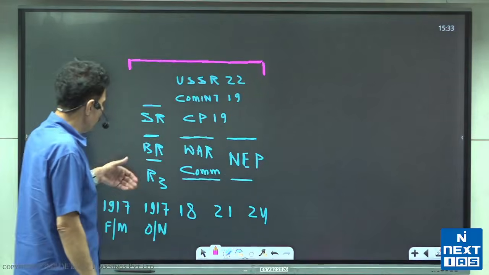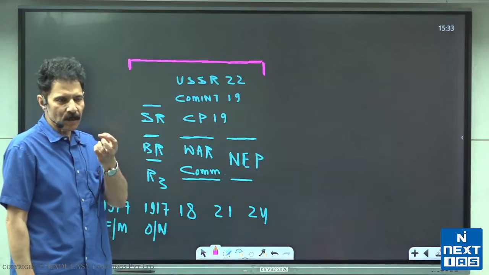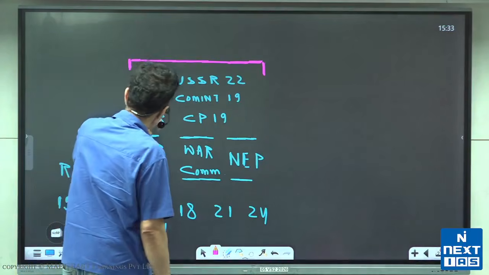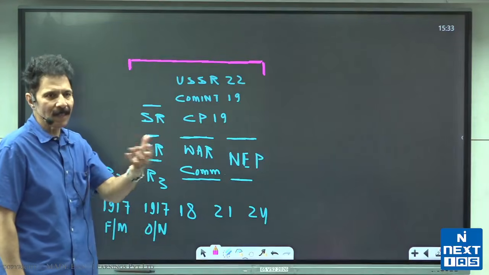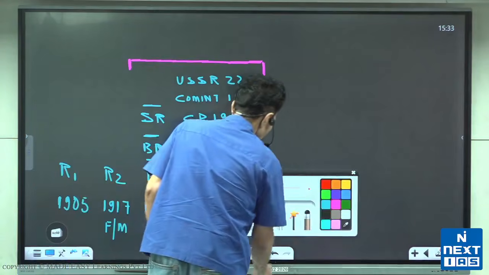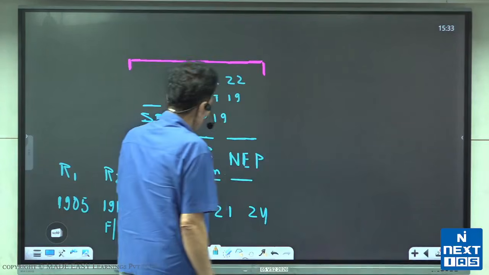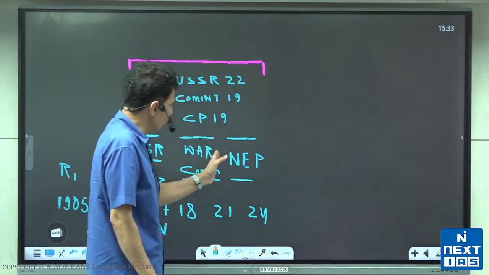And Lenin is known as the father of socialism in Russia and the architect of the socialist revolution in Russia. This SR, that is Socialist Revolution, is known as the first socialist revolution in Russia because the second one also took place. And Lenin died in 24, I have said, but NEP was continued.